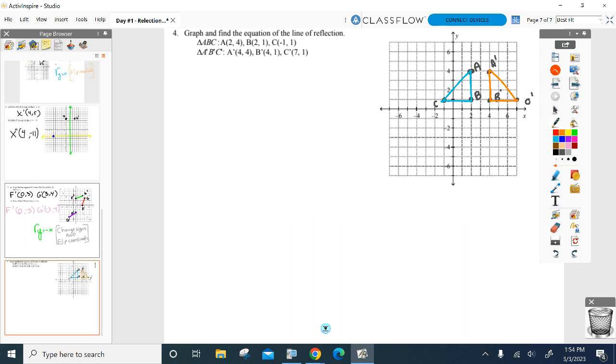Make sure you name that sucker correctly. Just don't draw it in and say this line. Give a name to it, the equation of it. Go ahead and draw it on your graph first, but then say, all right, what is the equation of this line?